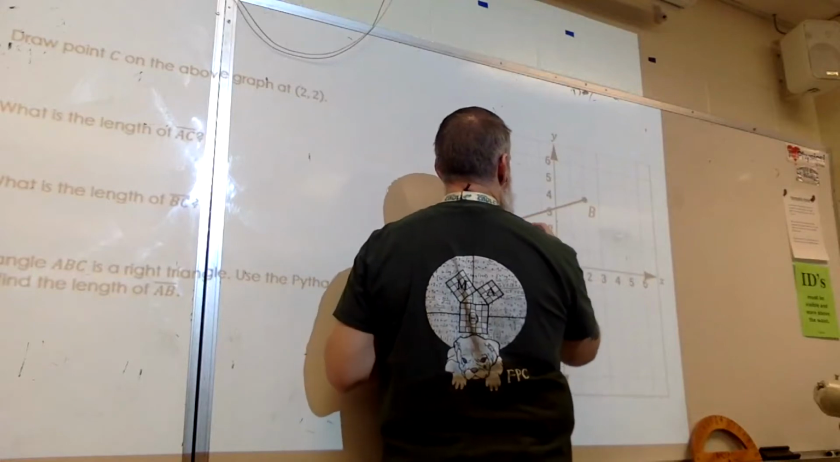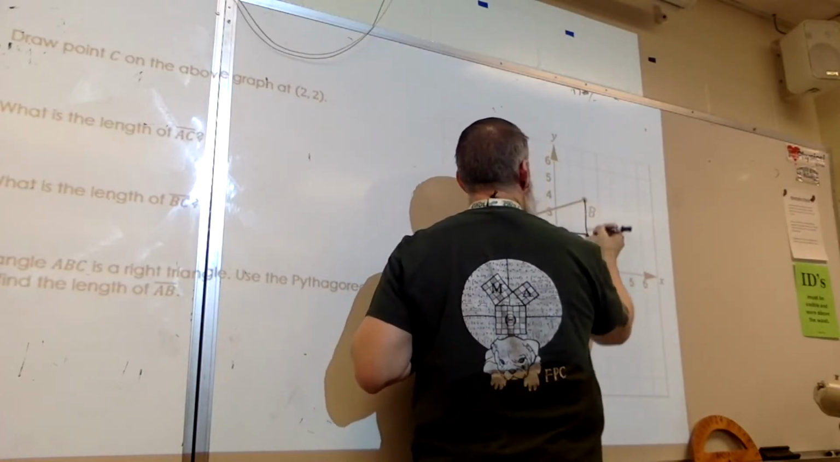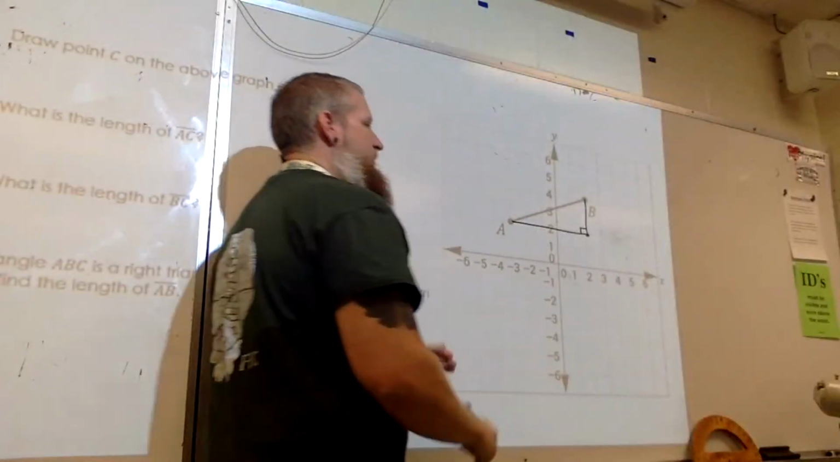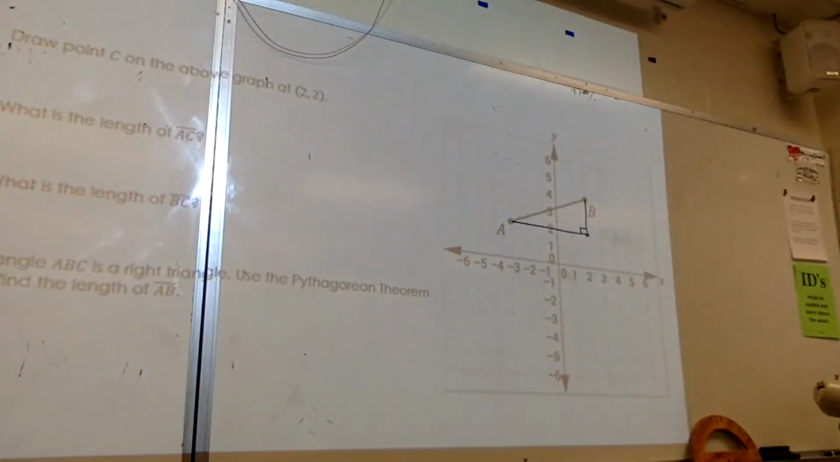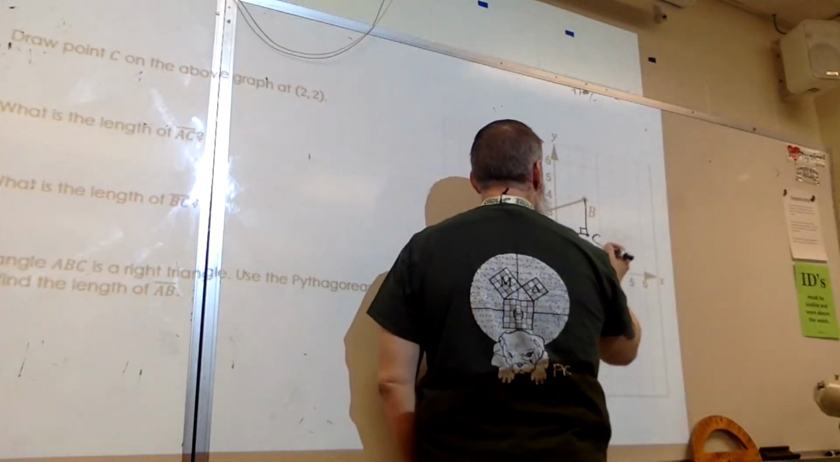So if I connected the two here, I would create a right triangle, and since they're vertical and horizontal, I could just count how long those are. I don't know what the actual questions are. It's 2, 5, 2, 2. Oh, well, that's where C is. So they want you to call it C.